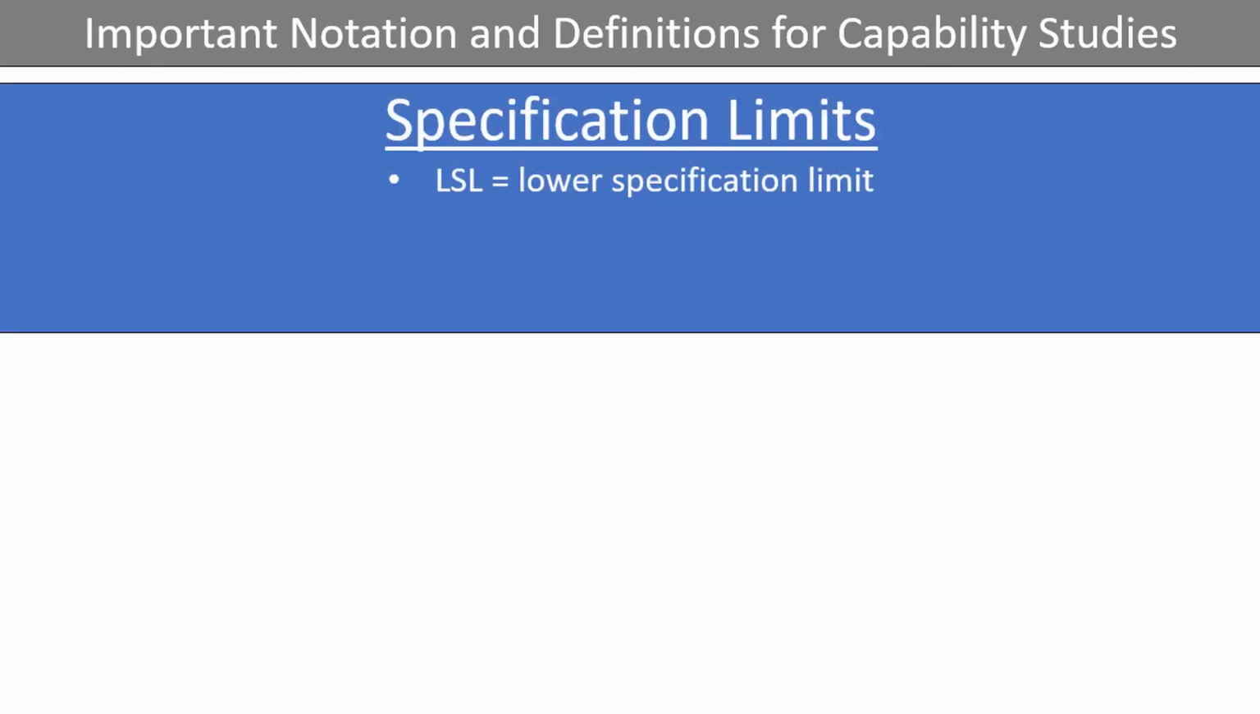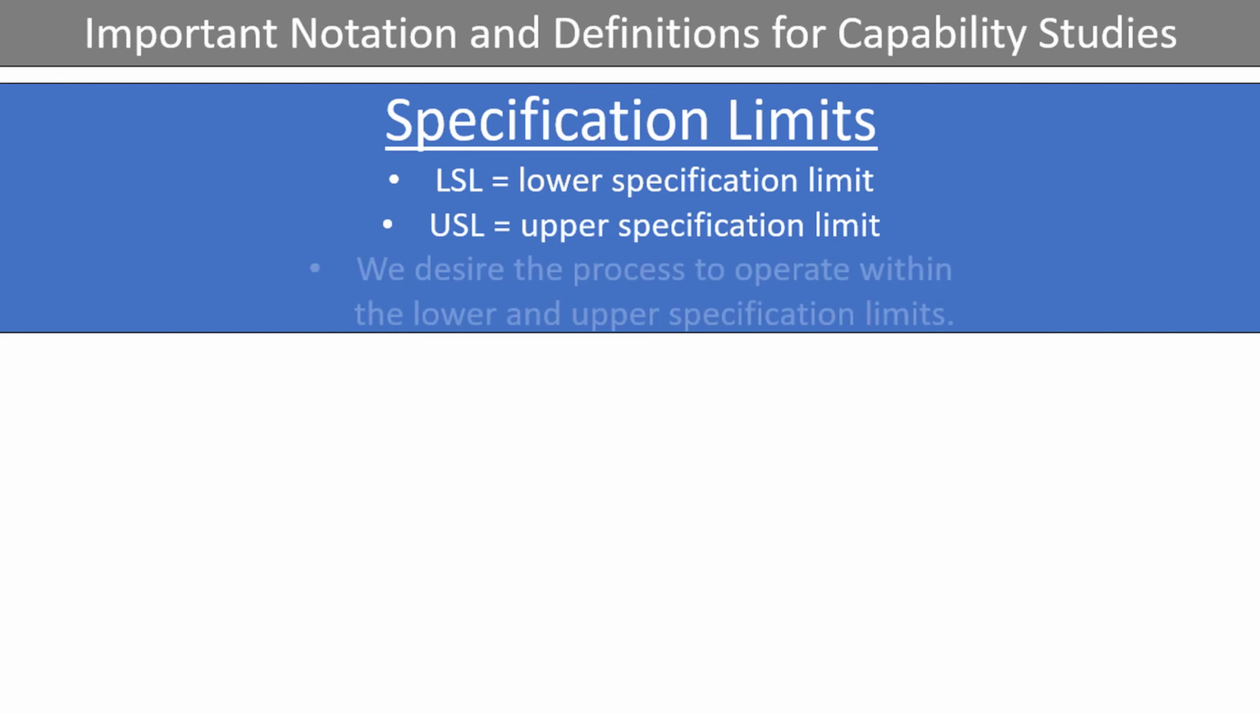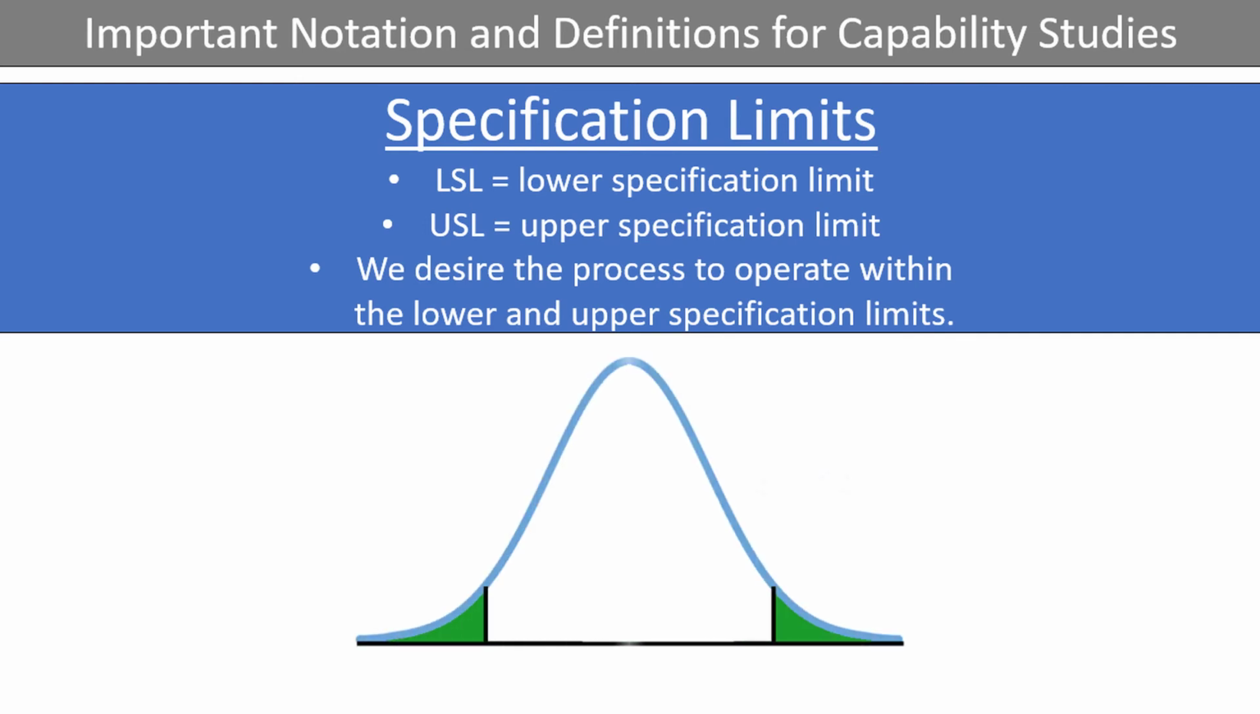Let's discuss some of the notation and important terminology related to capability studies. LSL stands for the lower specification limit, and USL stands for the upper specification limit. We desire the process to operate between the lower and upper specification limits. On a graph of the distribution, the mean will be in the center, LSL will typically be below the mean, and USL will typically be above the mean.